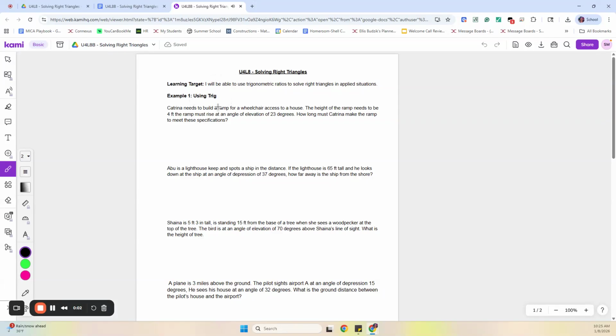All right, for example 1, using trig, Katrina needs to build a ramp for wheelchair access to a house. The height of the ramp needs to be 4 feet, and the ramp must rise at an angle of elevation of 23 degrees. How long must Katrina make the ramp to meet these specifications?